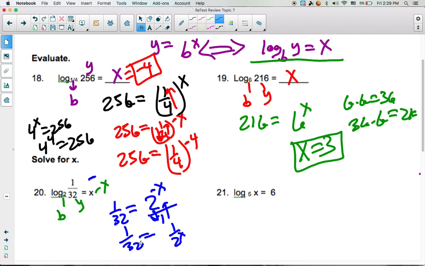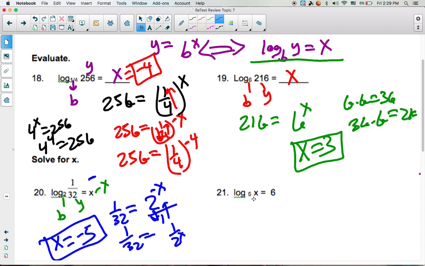Well, 2 to what power gives me 32? So just take your calculator, start multiplying. 2 times 2 is 4, times 2 is 8, times 2 is 16, times 2 is 32. That's 5 times. So our answer for x would be negative, because we need it to flip, and then the 5. So x is equal to negative 5. So if you took 2 to the negative 5 power, you will get 1/32.